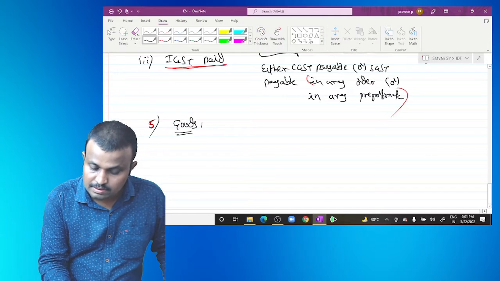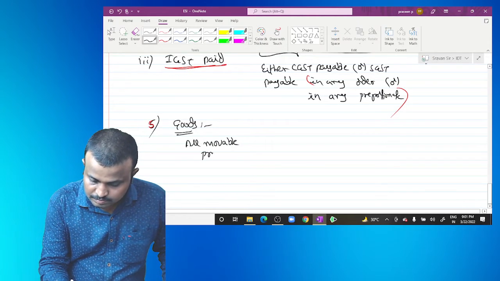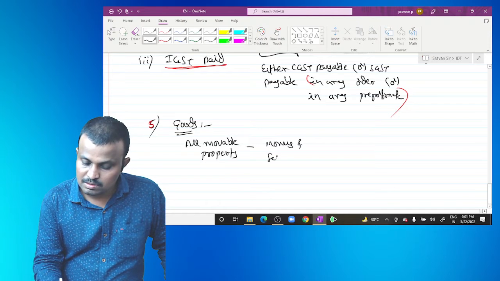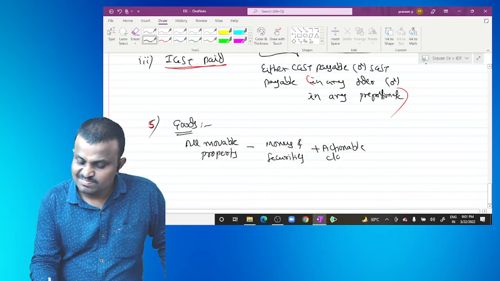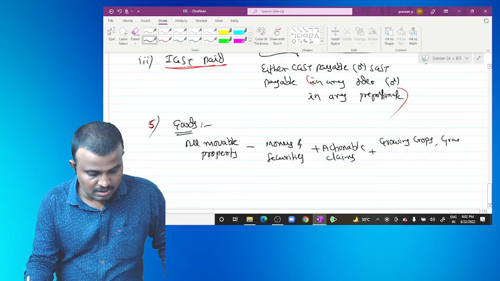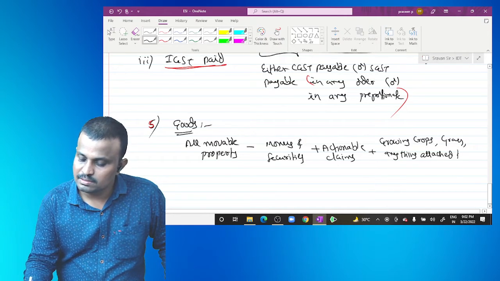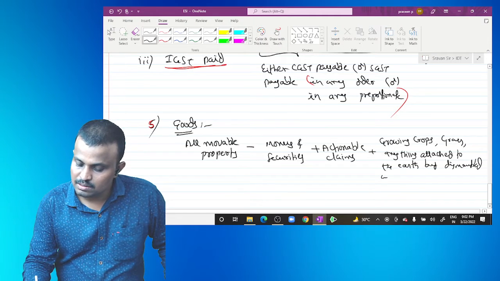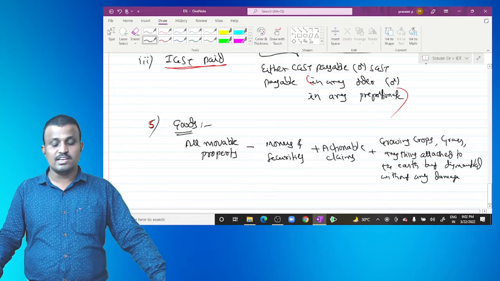Coming to the goods. Goods include all movable property except money and securities, including actionable claims and growing crops, grass, or anything attached to the earth but dismantled without any damage or severed before removal of the product without any damage. That is said to be a good.